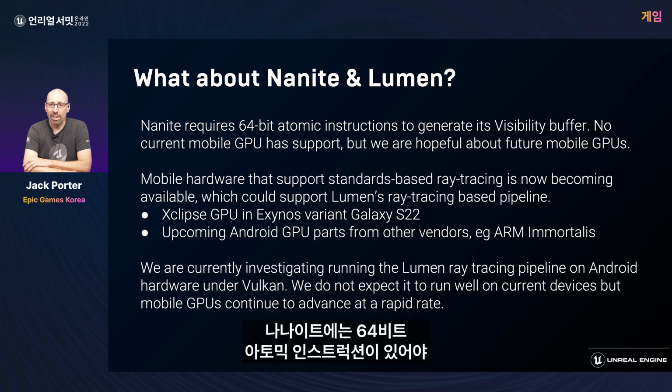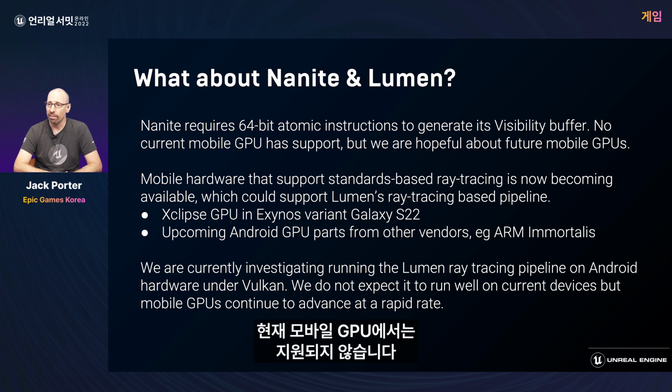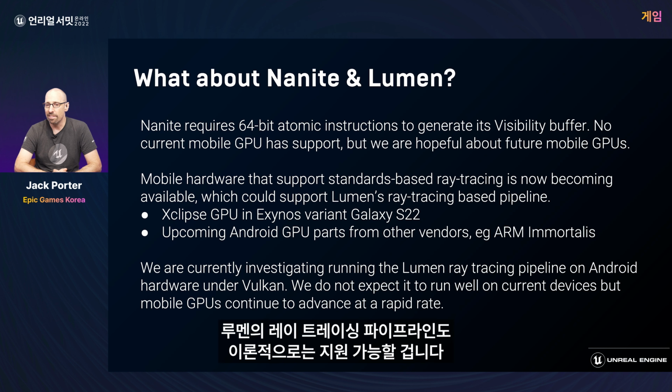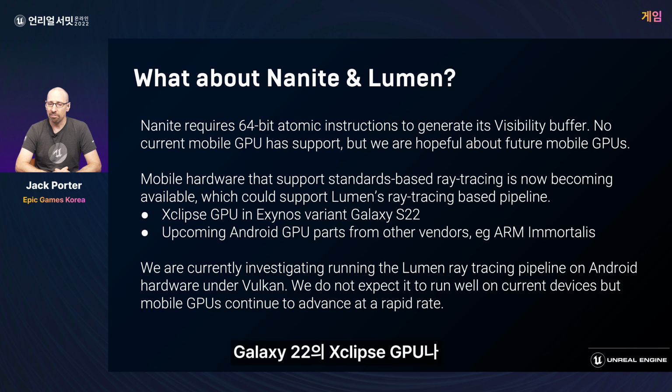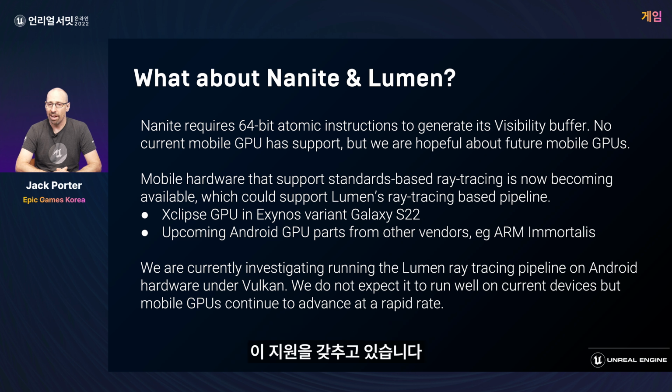Nanite requires the 64-bit atomic instructions when it generates its visibility buffer. There is no mobile GPU at the moment that has this support. We're hopeful that future mobile GPUs will support it though. And mobile hardware that supports the standard space ray tracing is becoming available. Theoretically, this should be able to support Lumen's ray tracing pipeline. For example, the Xclipse GPU in the Galaxy S22. Upcoming Android GPUs such as ARM's Immortalis GPU also have this support.